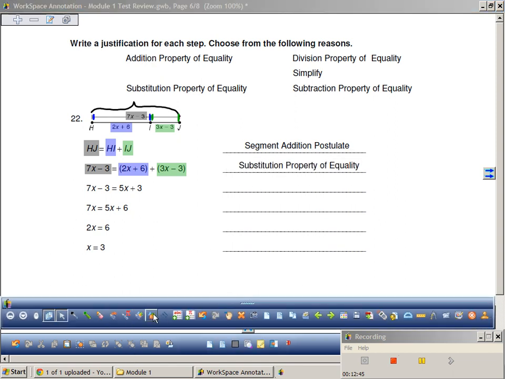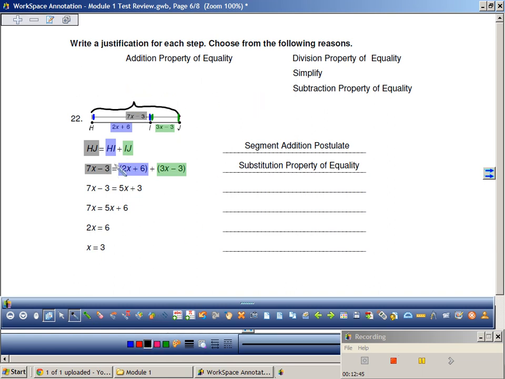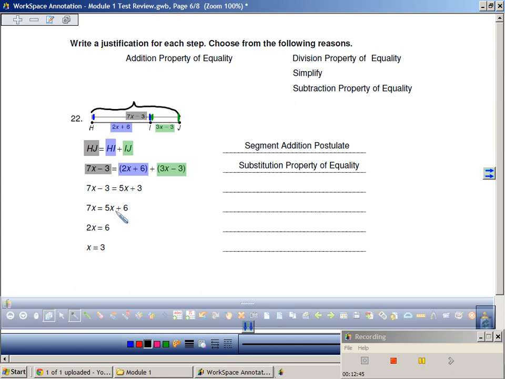Cover that one up. All right, now to get from here to here, what do we have to do? I have 7x minus 3, so same thing on this side of the equation. We had to add, so which one do you think it is? Okay, so it's a little confusing.